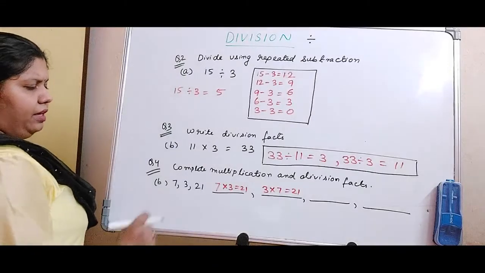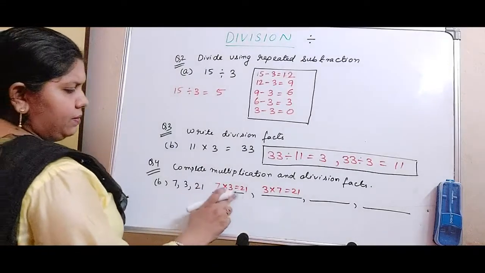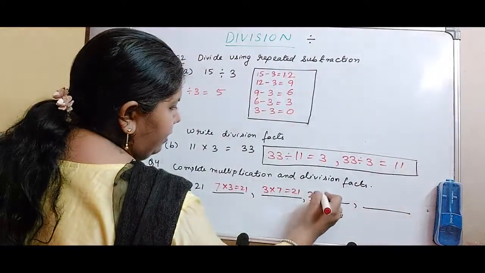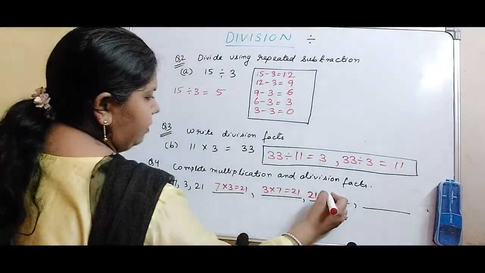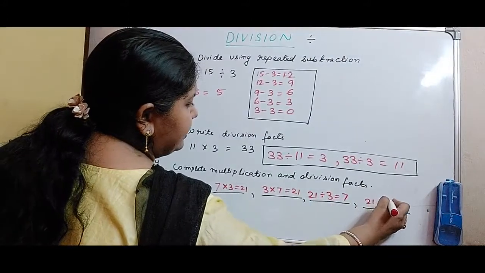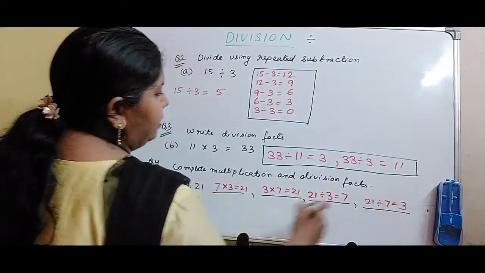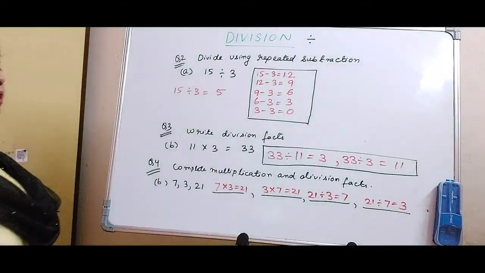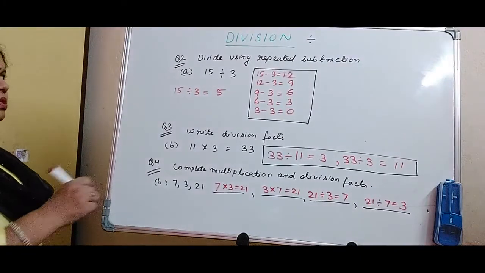Now we can write the division facts. The product becomes the dividend. So 21 divided by 3 will give you 7 and 21 divided by 7 will give you 3. In this way you can complete the remaining parts of each of these questions.